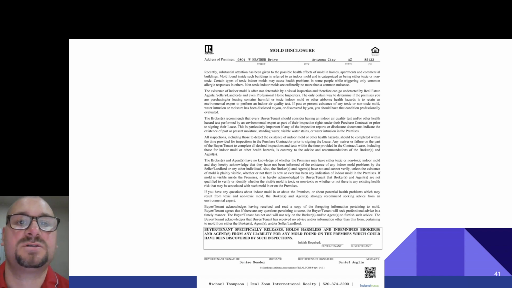Recently, substantial attention has been given to the possible health effects of mold in homes, apartments, and commercial buildings. So mold found inside such buildings is referred to as indoor mold and is categorized as being either toxic or non-toxic. Certain types of toxic indoor molds may cause health problems in some people while triggering only common allergic responses in others. Non-toxic indoor molds are ordinarily no more than a common nuisance. Okay, so you get your buyer to initial and sign.